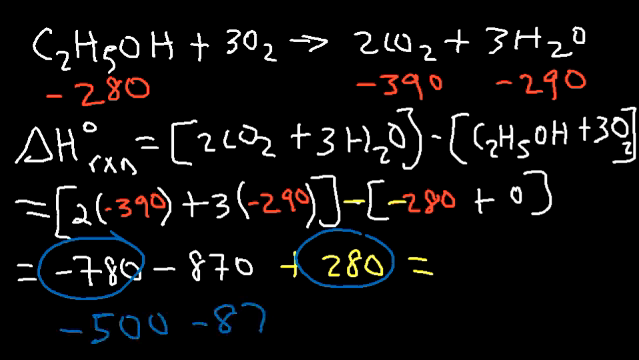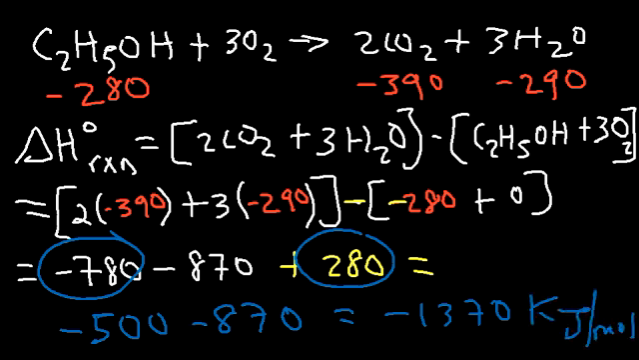And then minus 870, that's going to be negative 1370. So let me confirm it with the calculator. And yeah, that is correct. So that's the enthalpy change for this reaction in kilojoules per mole.